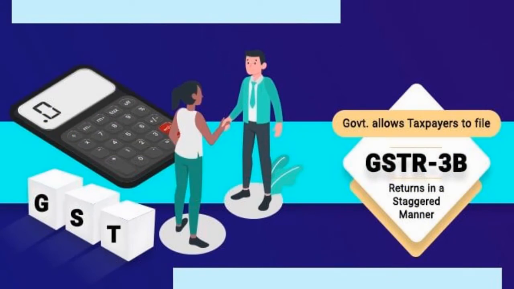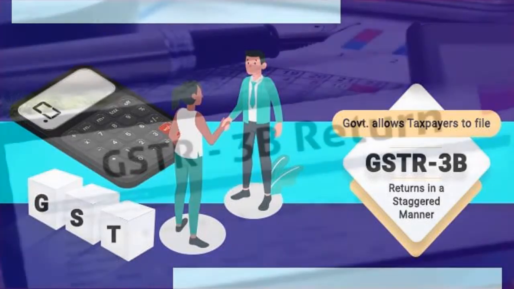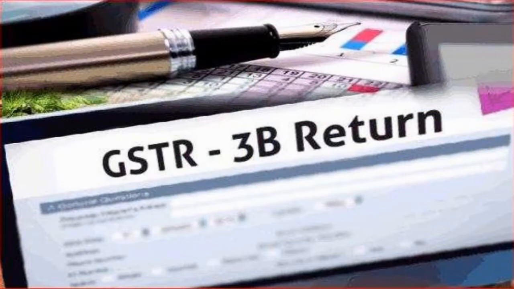So, in very short and simple words, GSTR3B is a summary return. It is a summary of all the transactions, that is purchase, sales, and expenses that took place in previous month or quarter.